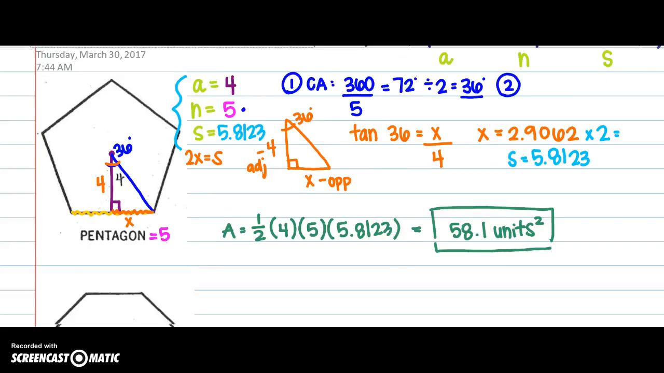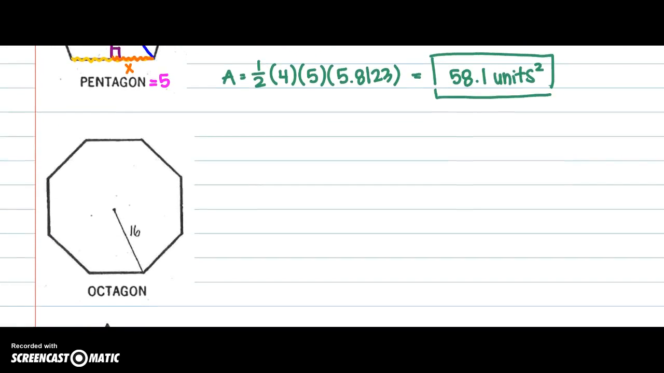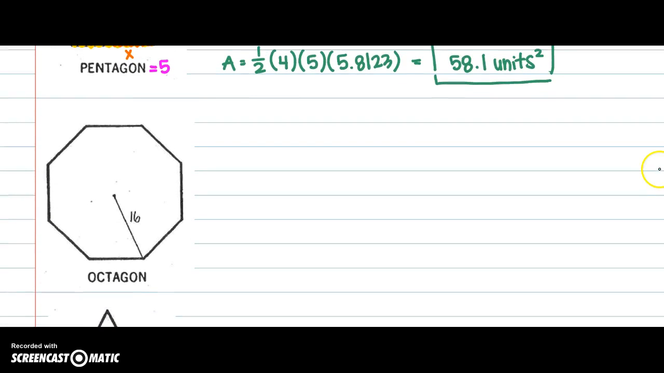Alright, moving on to the next one. It looks like we have an octagon here. Remember, I need three things: my A, my N, and my S. I don't have my apothem, because my apothem is the height of that triangle, so I don't have that yet. I do have the number of sides, which is 8, because it's an octagon, and I don't have my side length. So I need two things now.